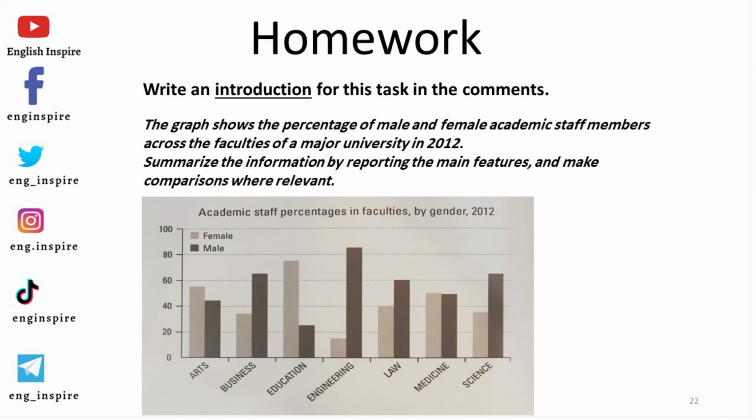And to practice what we learned from this video, I'm gonna leave you with homework to write just the introduction for this task in the comments below, following the same steps we mentioned today.